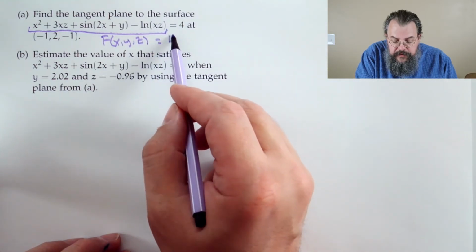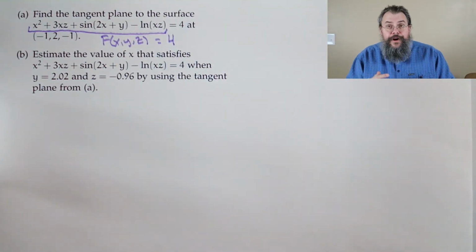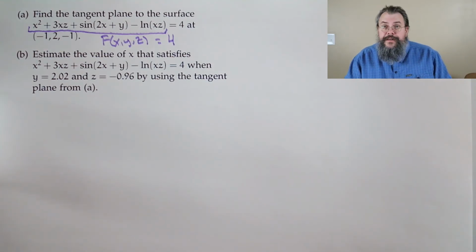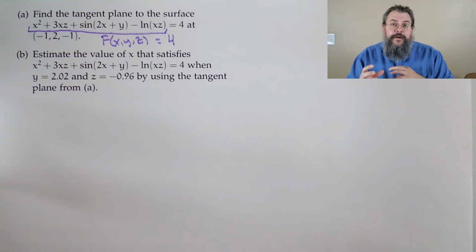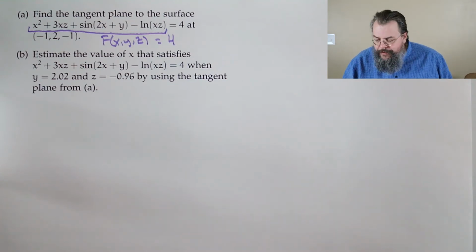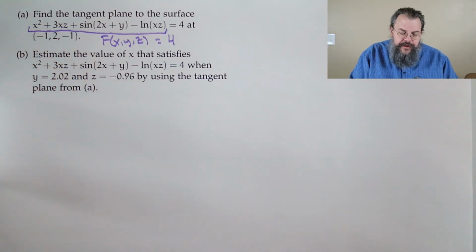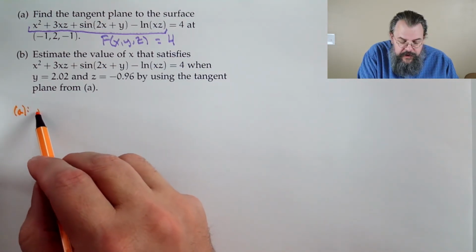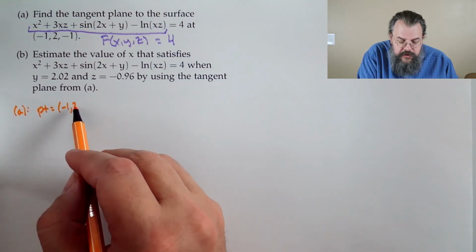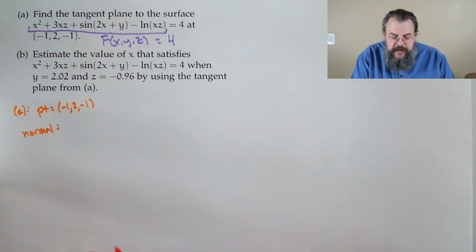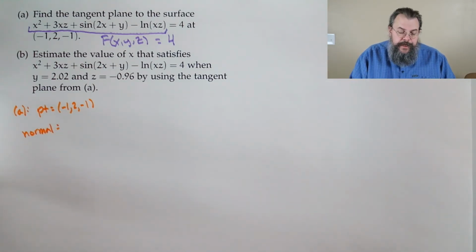So we really have capital F of x, y, z equals 4. And now we say, well, that's the ideal situation to be in. Because if I have that form, I can find the normal vector very easily. See, I already have the point. Now, how do we have the point? Well, because they gave it to us. So we can say, look, our point is going to be minus 1, 2, minus 1. So we need the normal. And once we have that, we've got our plane, and life is good.